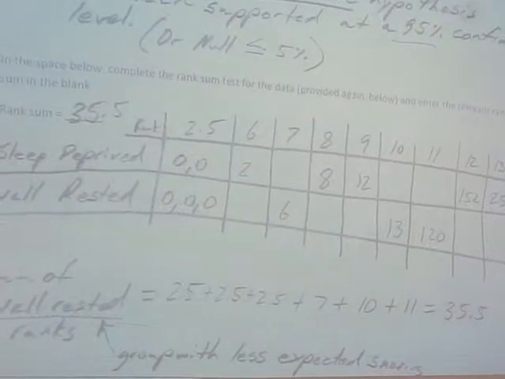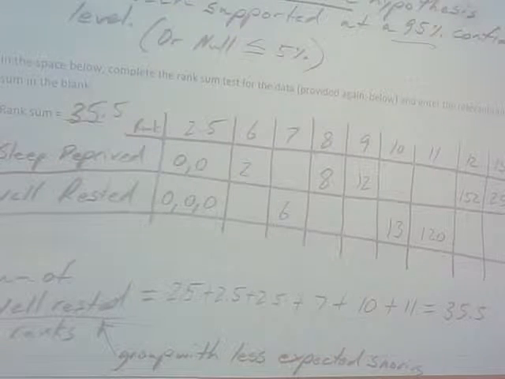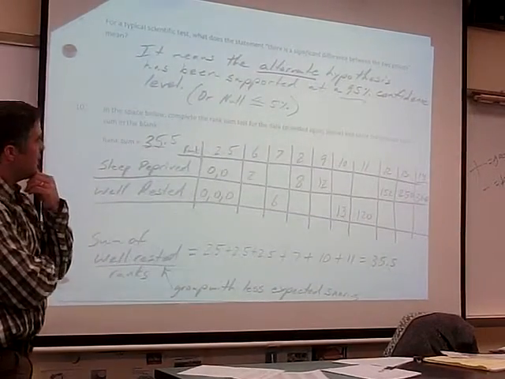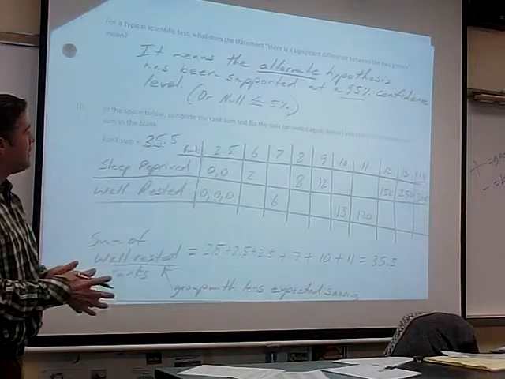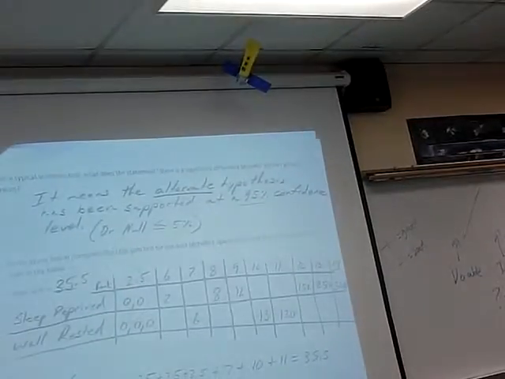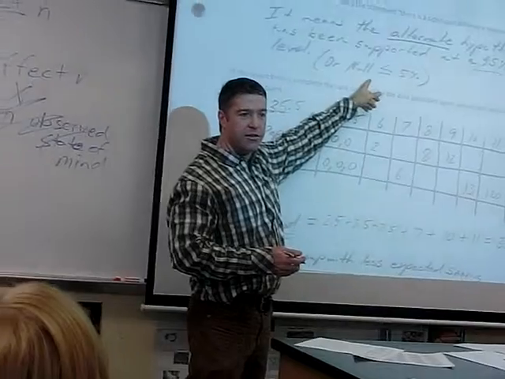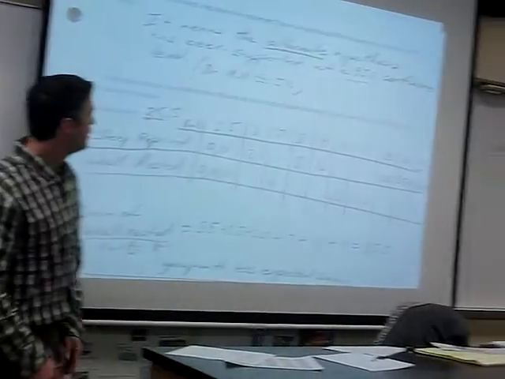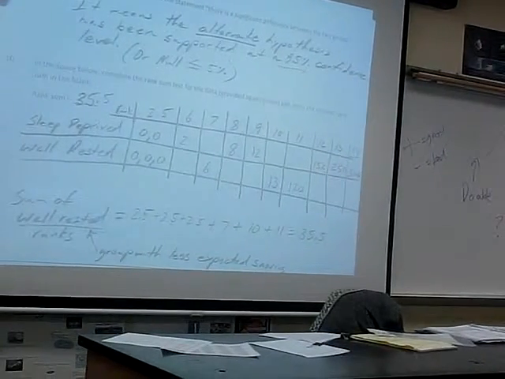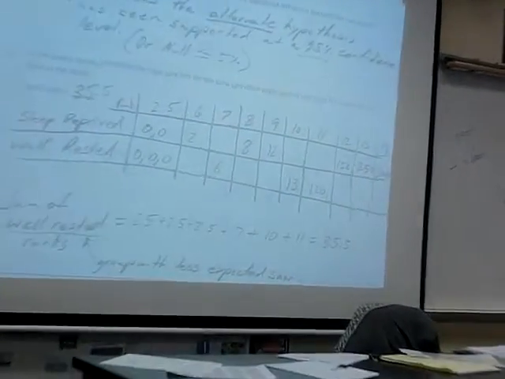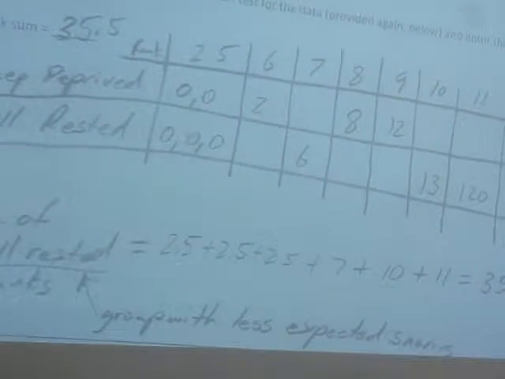Number 9, I've already said this because you've already asked. For a typical scientific test, what is meant by the statement, there's a significant difference between the 2 groups' means? It means the alternate hypothesis has been supported at 95% confidence, or alternatively, the null has a less than 5% chance of being true. So that's what significant usually means. When people say the data are significant, they mean a 95% cutoff.